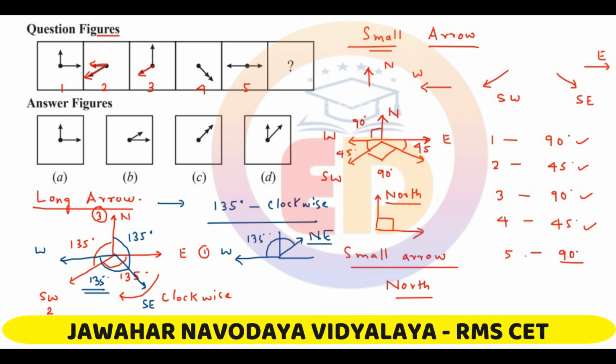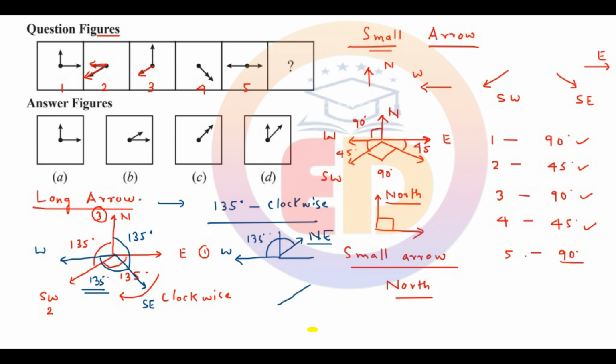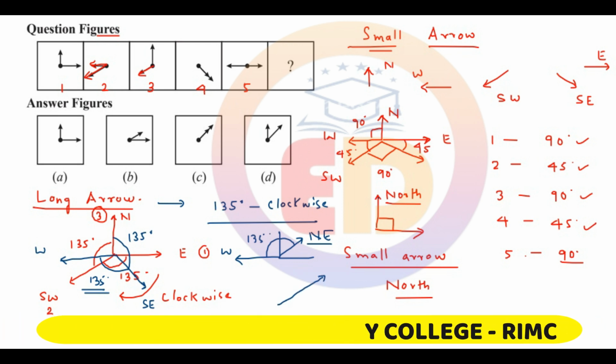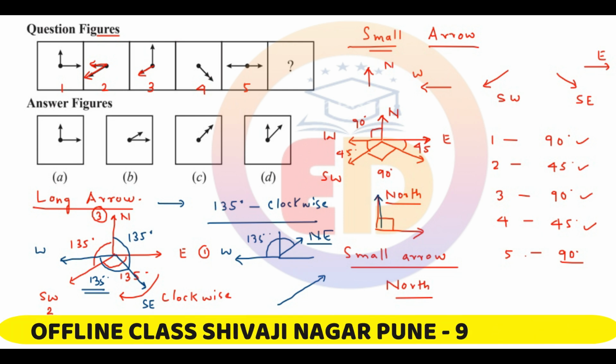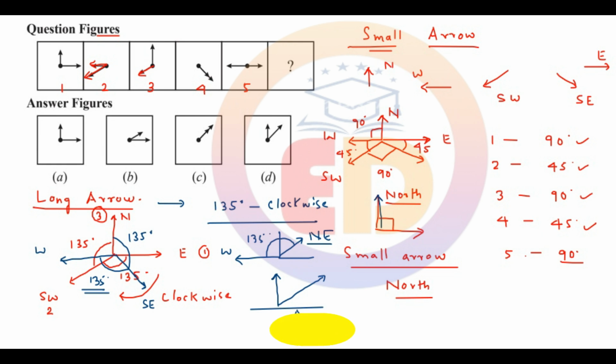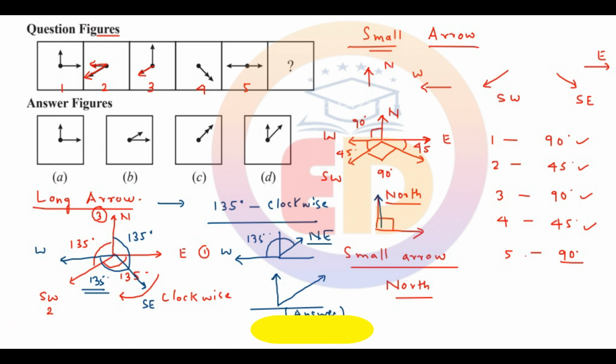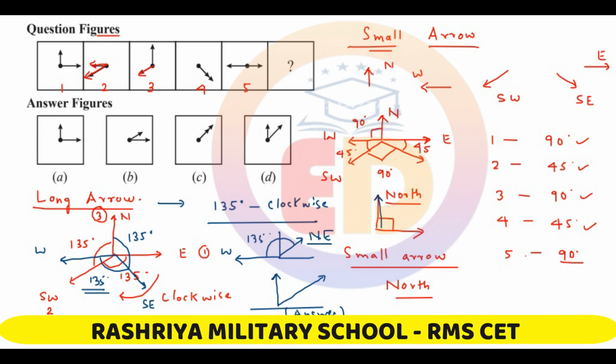So the long arrow should be shaped northeast, and we see that the small arrow should now face north. So this should be my answer figure. This is Answer option number D.